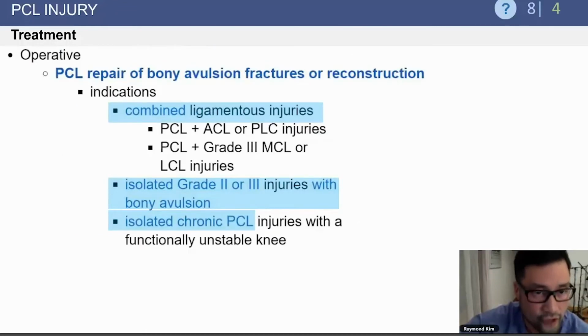Operative treatment is indicated if there's combined ligamentous injuries, so if the PCL and ACL or posterior corner is injured, or in conjunction with collateral ligament injuries. Operative repair is also indicated for isolated grade 2 or 3 injuries with a bony avulsion, or in chronically deficient PCL knees with a functionally unstable knee.